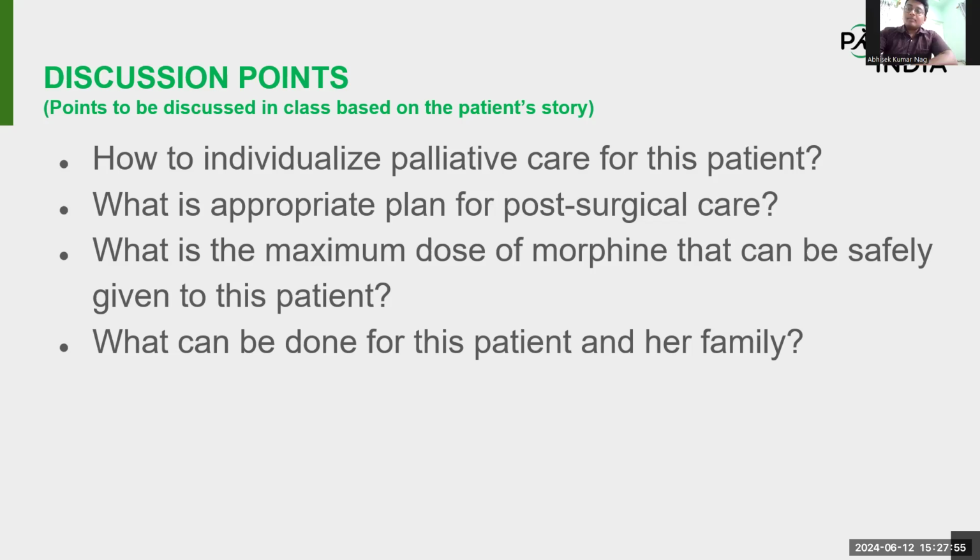If at all some signs are developing, then maybe you can skip 1 or 2 doses and then slowly reduce the dose. That indicates that the pain is not a nociceptive kind of pain which is responding to morphine. If not, you can very well increase the dose of morphine. Okay, ma'am. Thank you so much. Thank you.